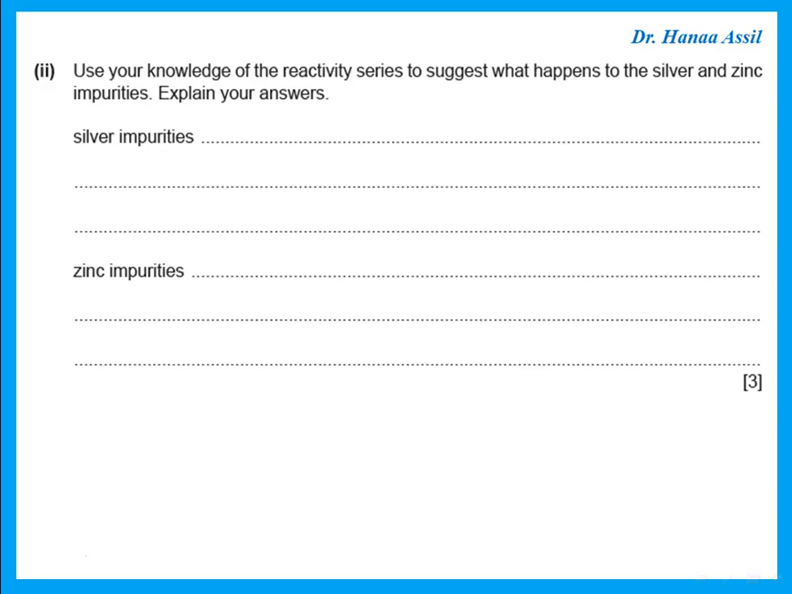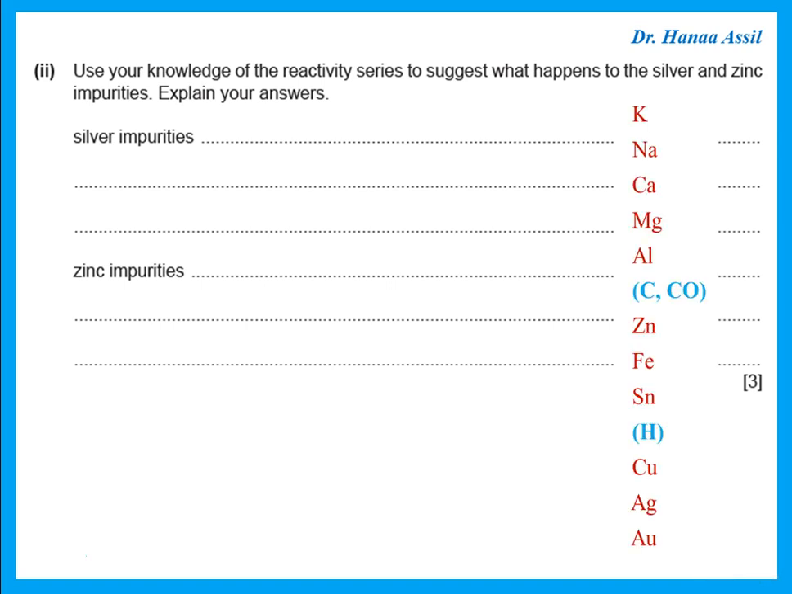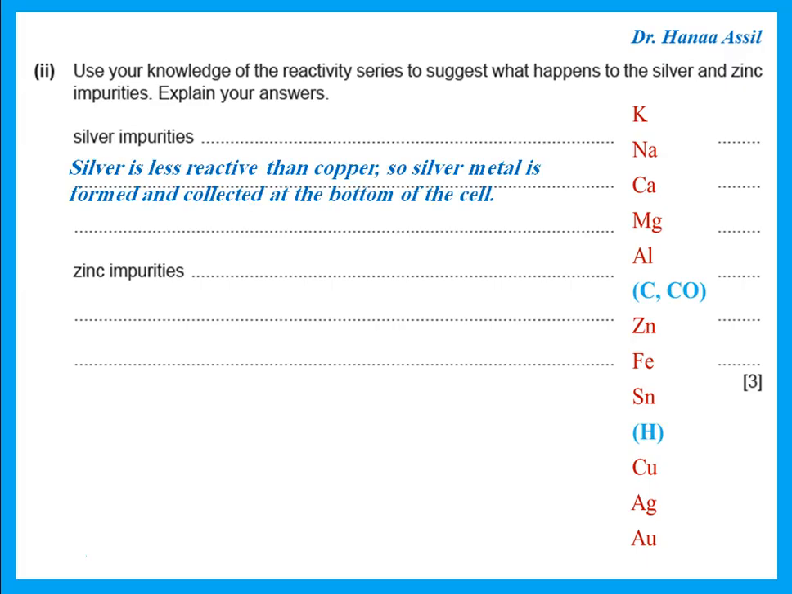Use your knowledge of the reactivity series to suggest what happens to the silver and zinc impurities. Remember that we're trying to decide which one with respect to the copper will react. So if I have silver impurities, where is the silver? The silver is below the copper, and that means it is less reactive than the copper. So the silver metal will not react at the electrode and it will form at the bottom of the cell. But if we're looking at the zinc, where is the zinc with respect to the copper? The zinc is more reactive than copper. So the zinc ions will remain in solution and it is the copper that will deposit on the cathode.